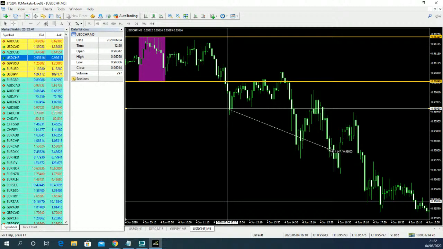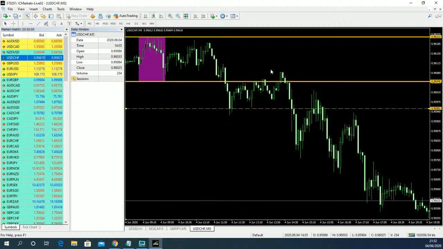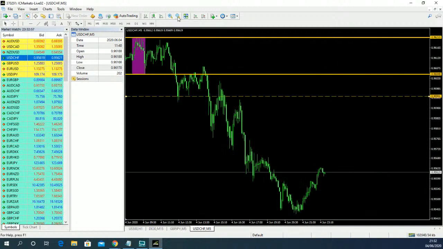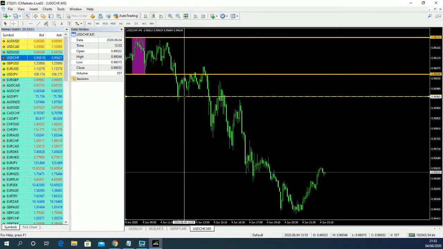We got 16 pips, oh, we got 16 pips already here. Yes, 16. Let's see whether we get TP2 or 3 or 4. Okay, let's see how many pips altogether. Altogether, we secured 50 pips.